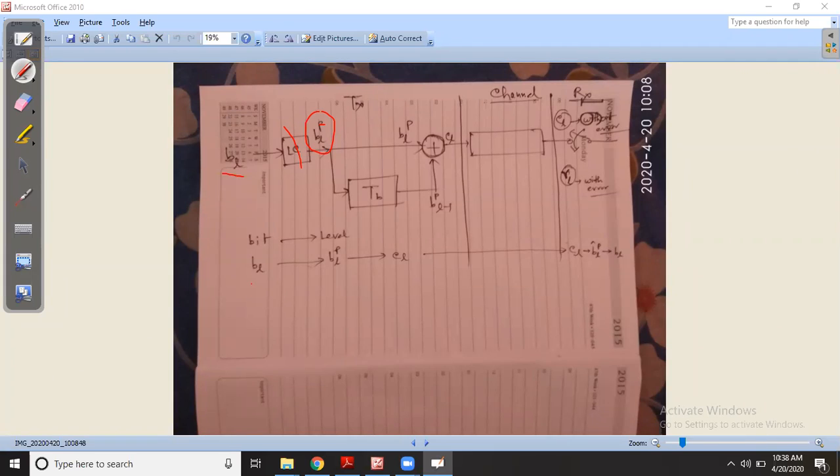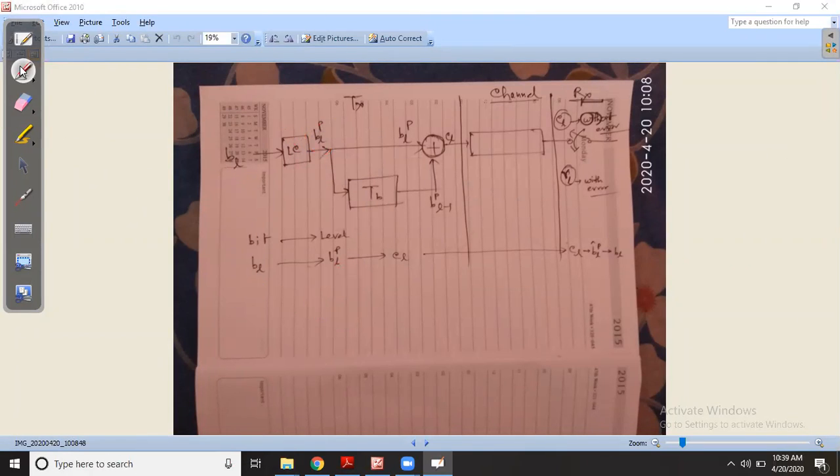Suppose you have 0, we denote it by -1 volt. Remember, this is volt, this is bit. Digit 1, we denote it by +1 volt. So this is the voltage level. These are assigned on these bits. That is the process of line coding, the basic concept or definition of line coding.